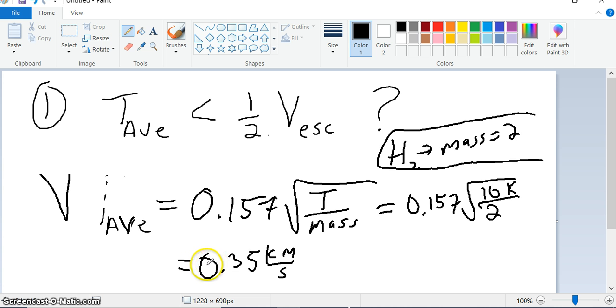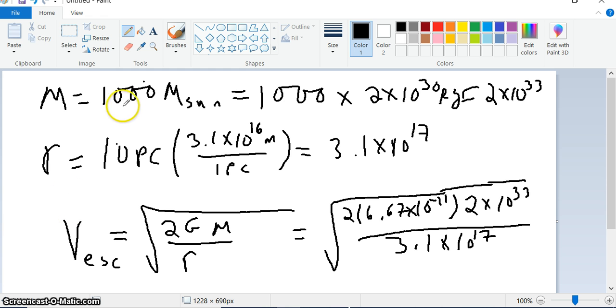All right, so then we have to now compare that to the escape velocity. So this is not T. This is really the average. So sorry, this should actually be the average velocity. I meant to indicate that. Okay, so this is the average velocity due to the temperature of the cloud. All right, so we now figured out that value, it's 0.35. Is that less than half the escape velocity? So now we have to figure out the escape velocity.